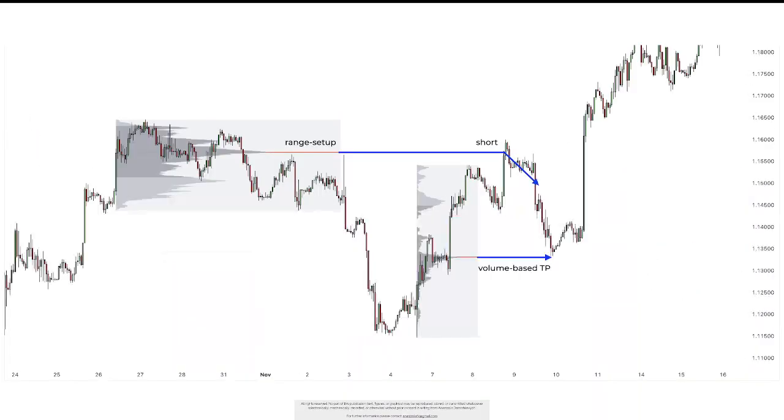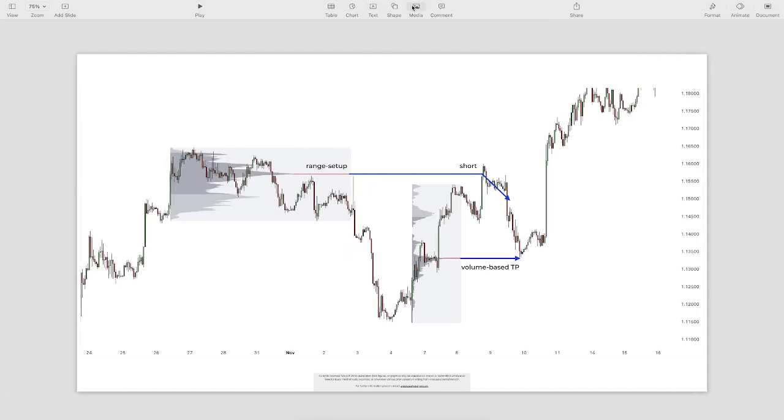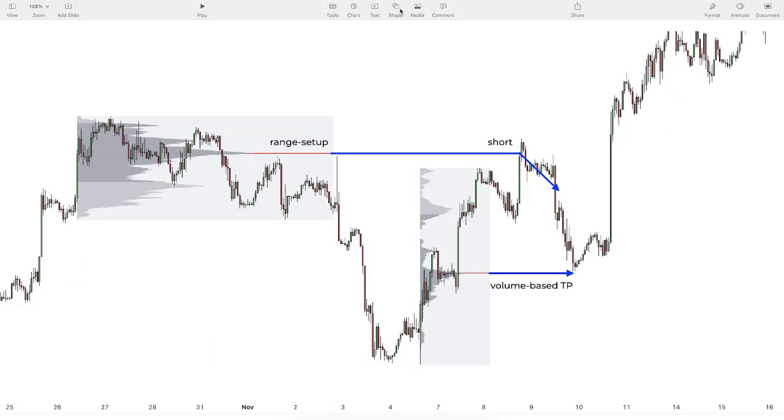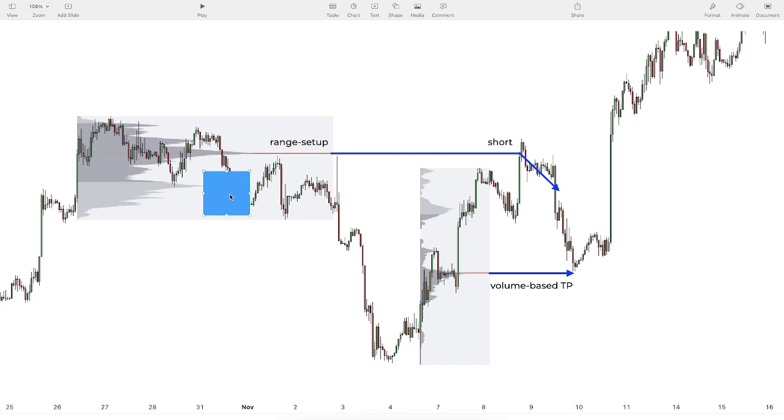Now, stop loss is apparently not in this presentation. Where do we place our stop loss? We place our stop loss above the volume range. Now, not above the point of control, but above the volume area. What do I mean by that?